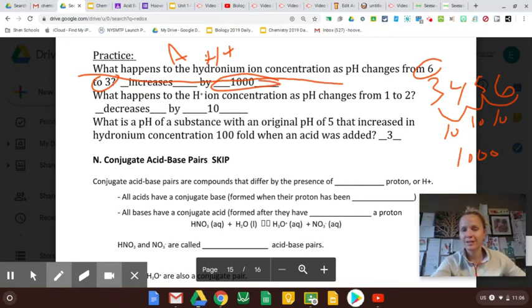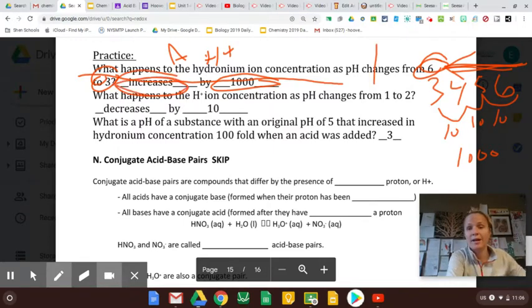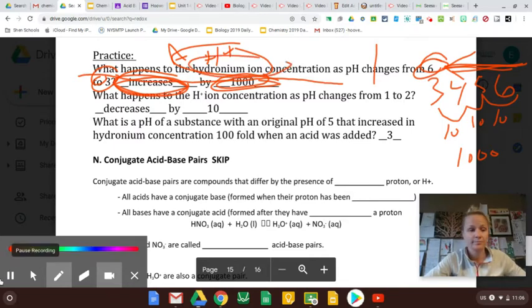But then I'm like, is that 1,000 times more acidic or less acidic? They said I went from 6 to 3. So that's this way. And they will sometimes flip it and go the other way. That way is going towards the 1. That's going towards more acidic. So I'm going to say that my hydronium ion, my acid ion concentration increases by 1,000. I'm getting more acidic. I'm getting more of that acidic ion.